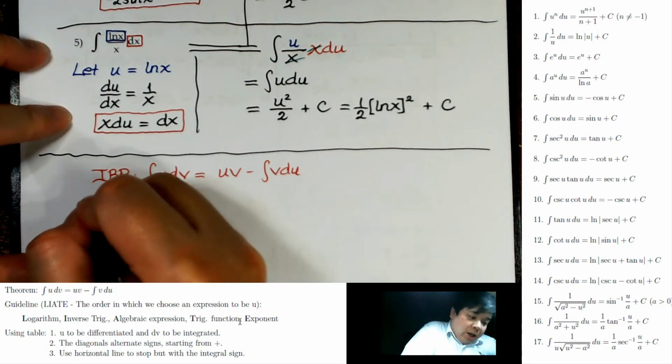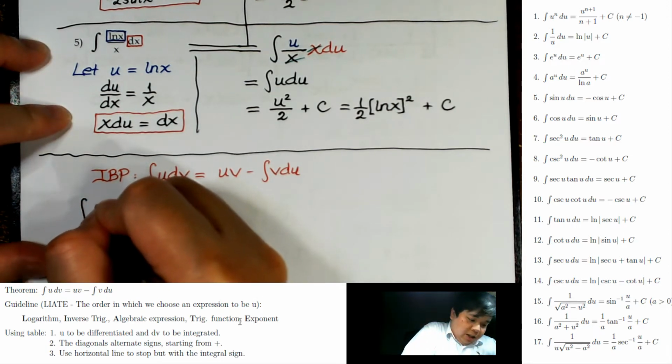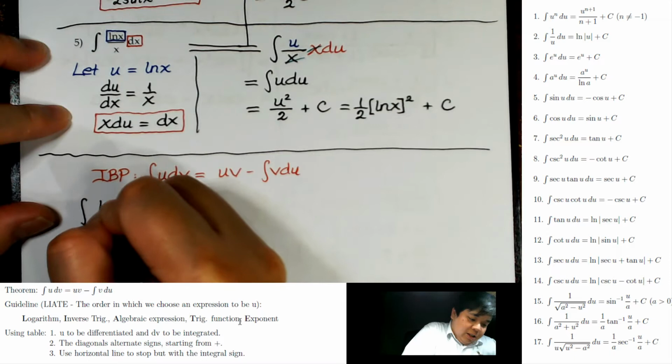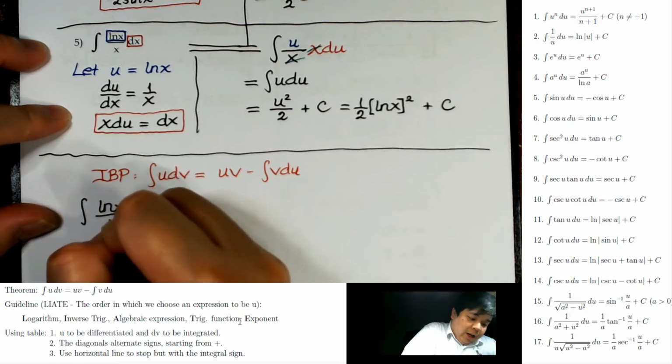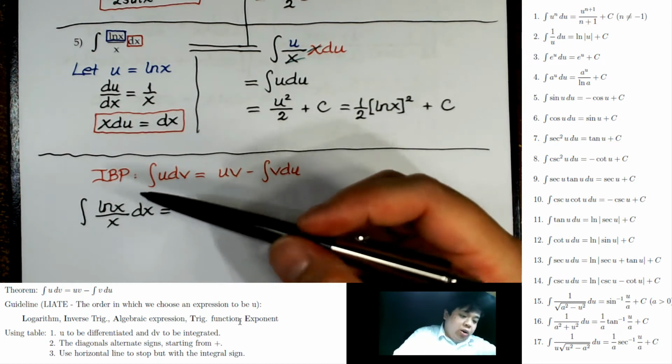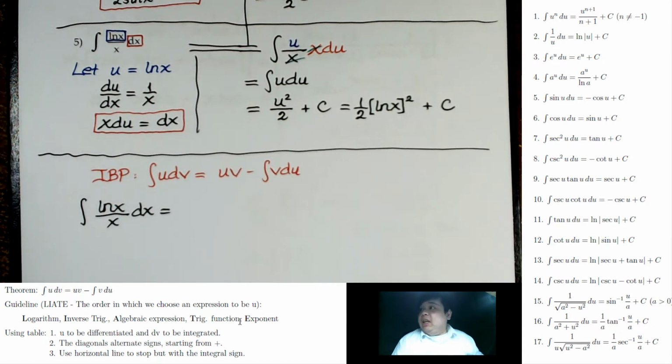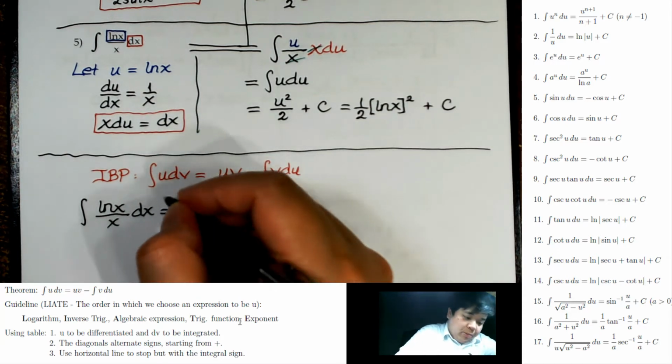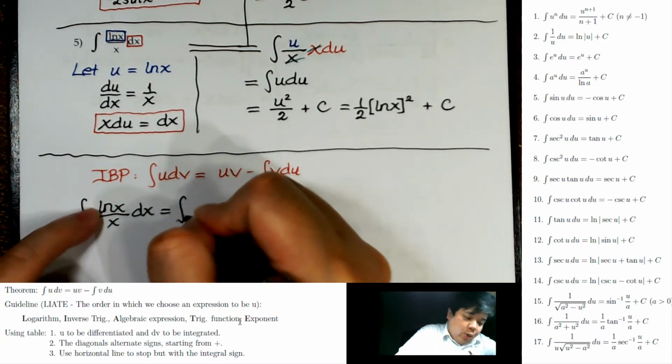Right. So let's start with the problem. ln of x over x dx. Right. Of course, we need to identify what is u and what is dv. And over there, you see that we have log, inverse trig, algebraic expression, trig, and then exponent. We choose u to be in that order. So let me write down ln of x.